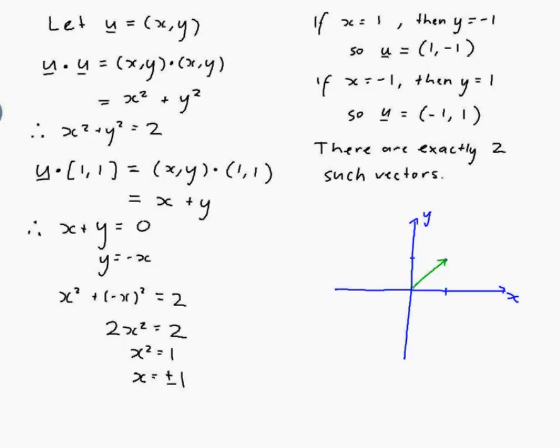And my u is supposed to be perpendicular to that, because u dot (1, 1) is 0, which means that it's perpendicular to (1, 1). So u must lie along this line. And u has to have u dot u equals 2, and the length of u is actually the square root of u dot u, so the length of u is root 2. Now these 2 vectors here have length root 2, and they both lie along that line that's perpendicular to (1, 1), so there are exactly 2, just as we thought.